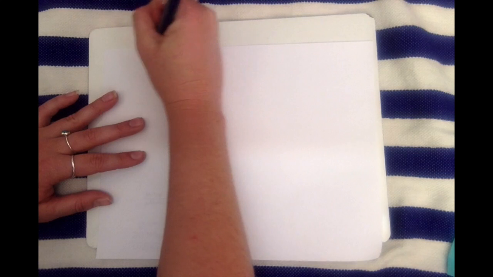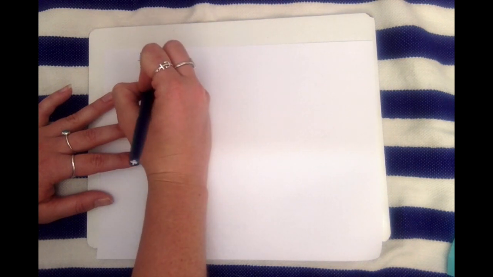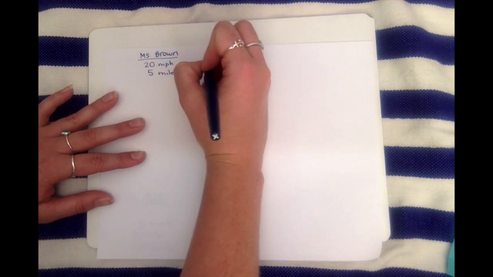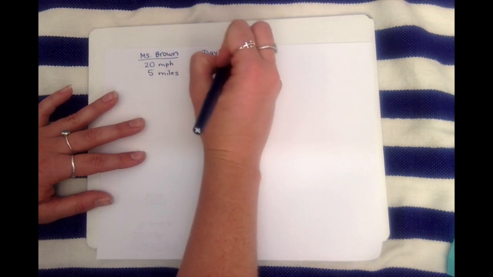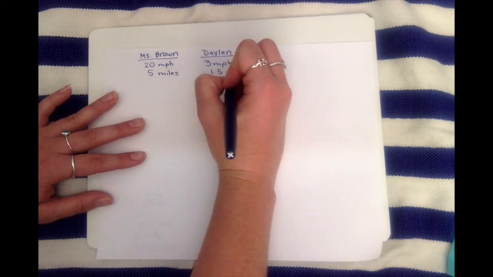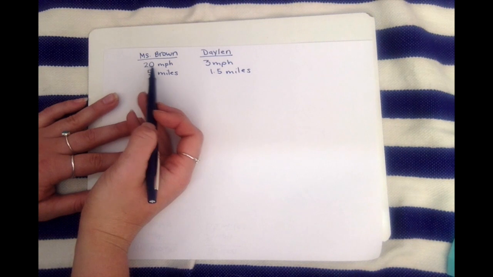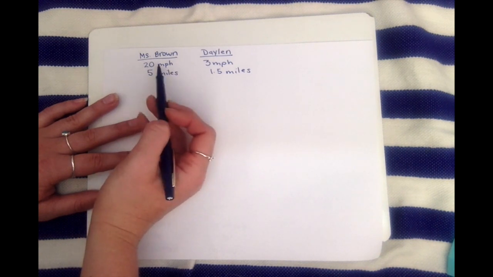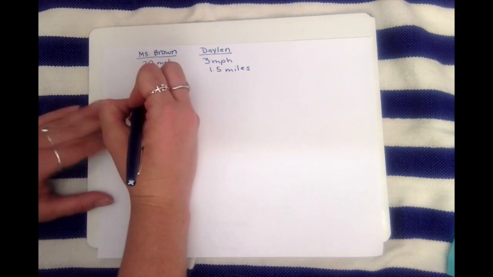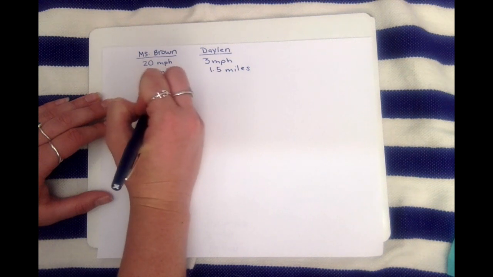All right, so let's think about this mathematically. Miss Brown is going 20 miles per hour, and I have to go 5 miles. Let's compare that to Daylin, my sister, who is going only 3 miles per hour, but she's going 1.5 miles total. So what I can do first is find a unit rate and think, if I go 20 miles per hour, how long is it going to take me just to go 1 mile, and then multiply that by 5? So right now my ratio is miles per hour.